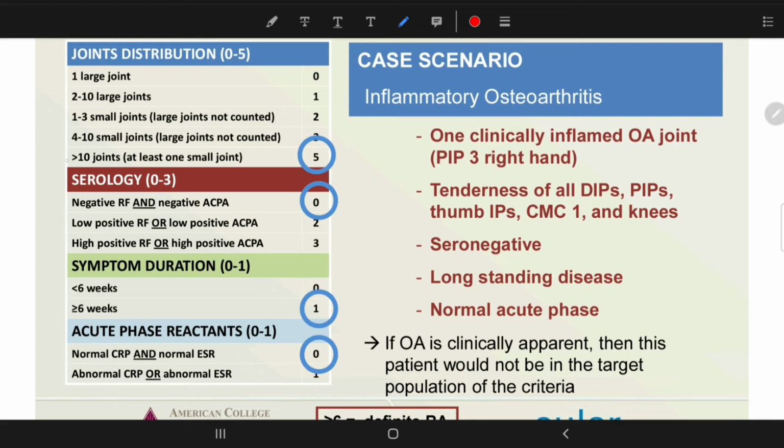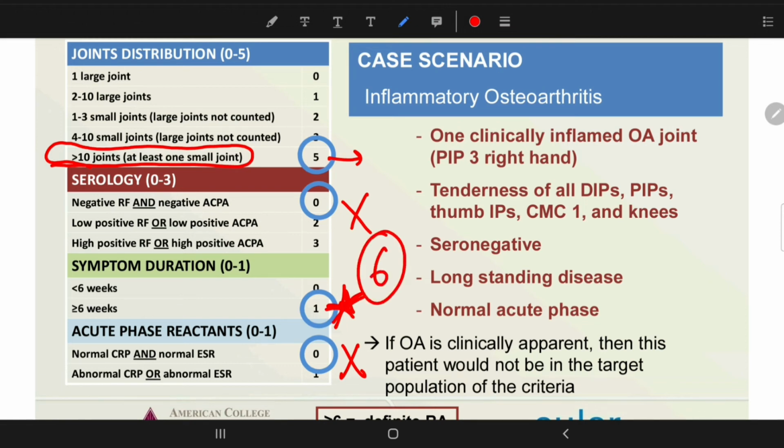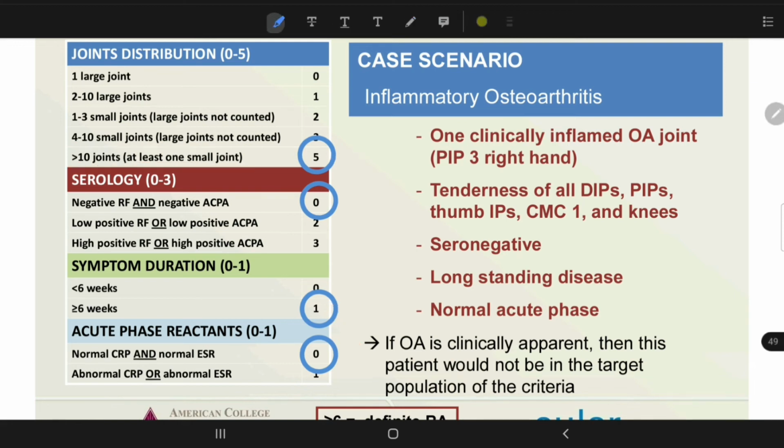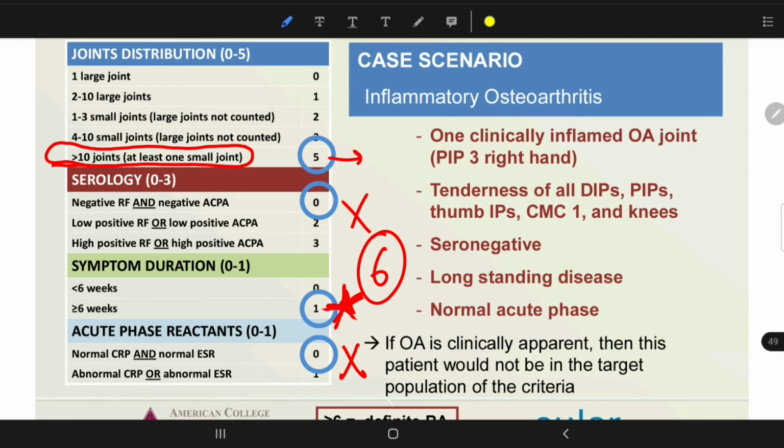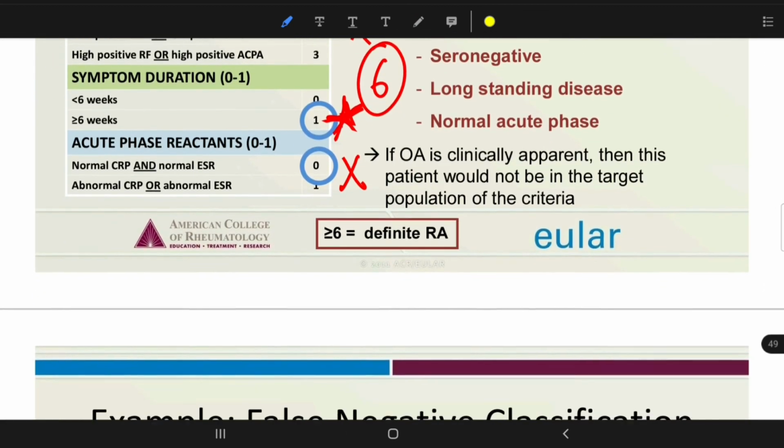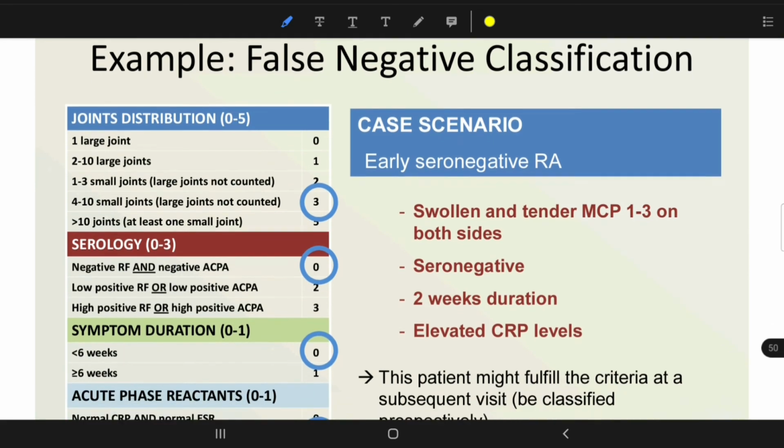The example they have taken is, if a patient comes to you with more than 10 joint involvement, including one small joint, given a score of 5, the serology is negative and the acute phase reactants are negative, but the symptom duration is more than 6 weeks. Now the score will come out to be 6, and according to this criteria the patient will be labeled as RA, but this is a false positive condition, and you have to look for other causes of the synovitis or joint involvement.